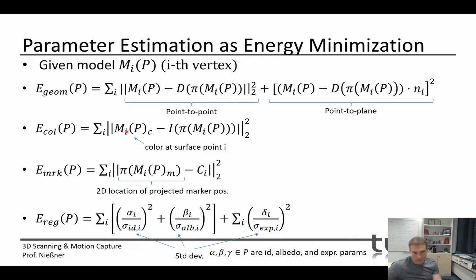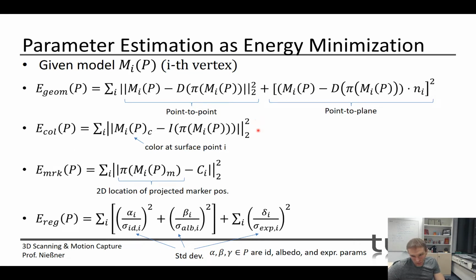Okay, for the color, same idea. You go over all vertices, you check out the model, based on the parameters P, you're getting a color value here, and you do the same thing now. You take this 3D point of the model based on the parameters P, you project it in the color image, you look it up in the color image, and then you compare the distance in RGB space. In this case, this is a 2 norm, but we're comparing the colors at the surface point I with the respective observation in the image where this point was projected to.